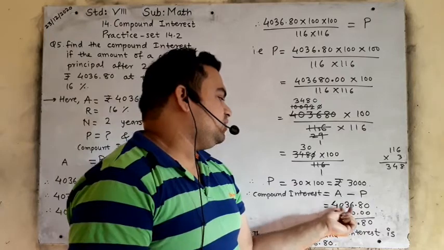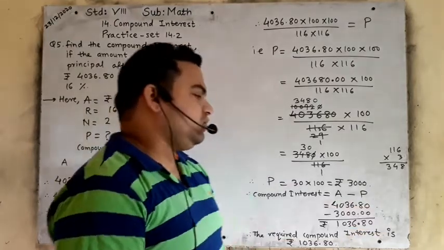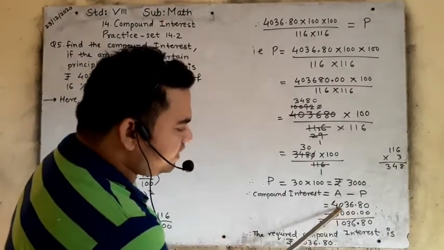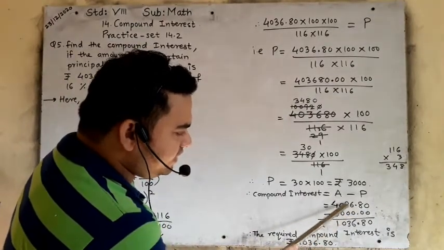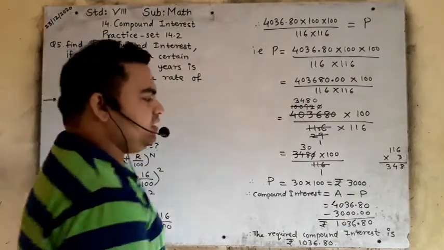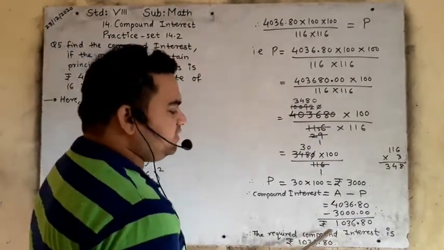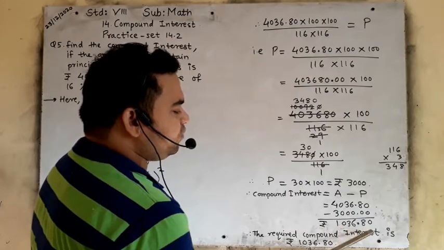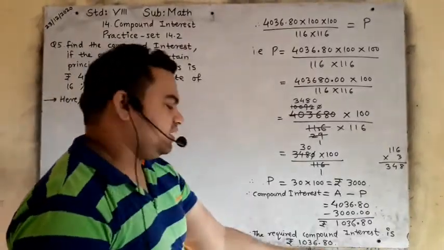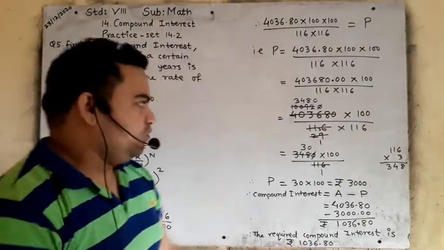Amount is 4036.80 and principal is 3000. So this is unit 10 100,000. तो उसके नीचे ही unit 10 100,000 0.00 नहीं थे तो हमने बढ़ा दिए. Okay, now we will subtract over here. The answer will come 1036.80. The required compound interest is rupees 1036.80. I hope you understood.